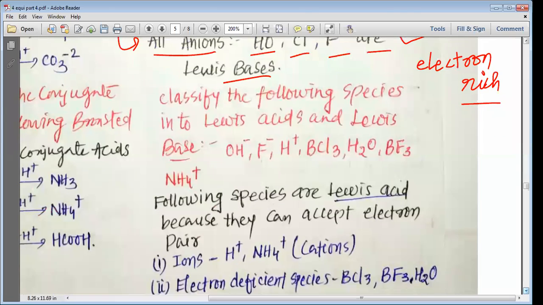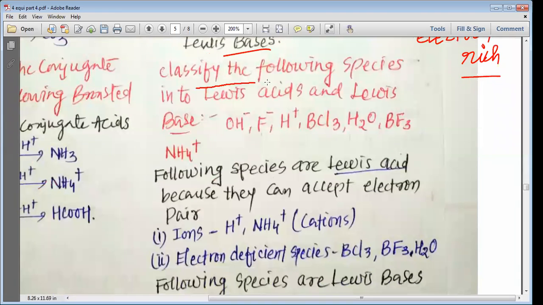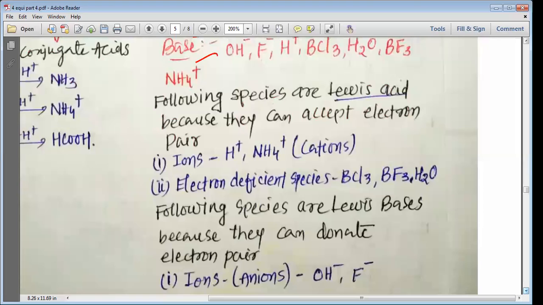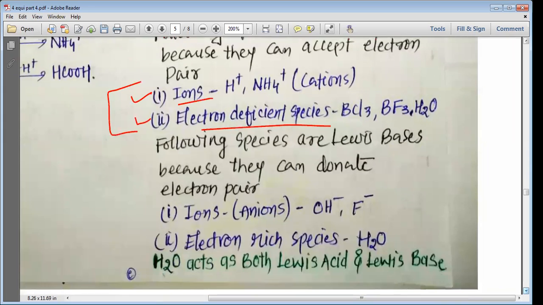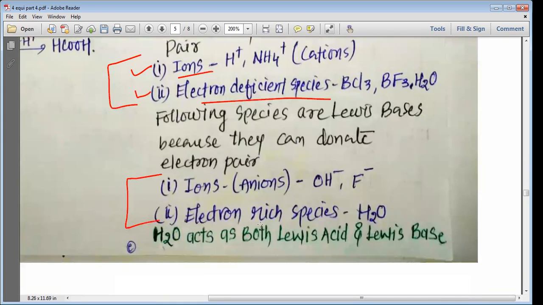So now we understand it by an example. Classify the following species into Lewis acids and Lewis bases. When we classify the species into Lewis acid and Lewis base, we find that the Lewis acids can be further classified into ions and electron deficient species, and we can classify Lewis bases as ions and electron rich species. Please remember that Lewis acids can be electron deficient species, and Lewis bases are the electron rich species.